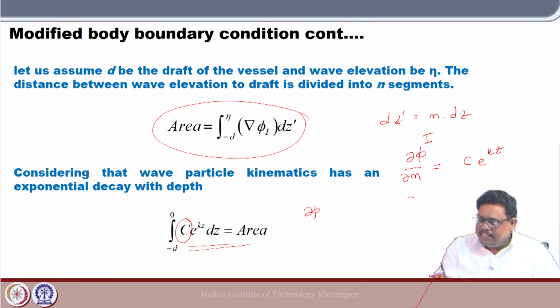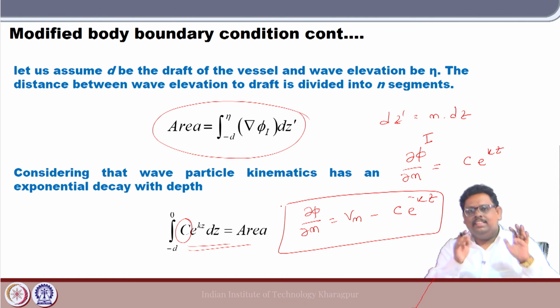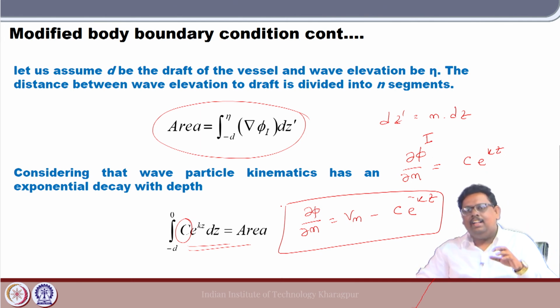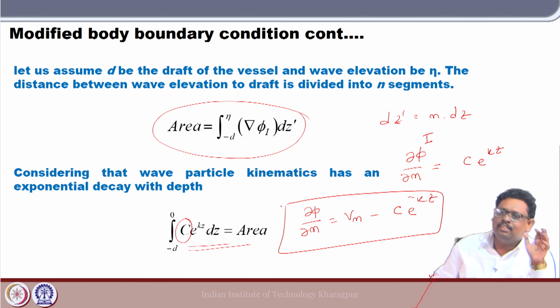So, therefore, on this boundary, del phi I by del n, I can now write as V n minus c into e to the power k z. So, this is now my modified body boundary condition. This is how we are incorporating some kind of nonlinearity in the body boundary condition, so that I get some nonlinear value for the phi. In future lectures we are going to see whether it really helps or not.